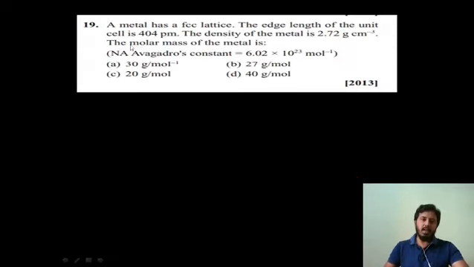19. A metal has an FCC lattice. The edge length of the unit cell is 404 picometer. The density of the metal is 2.72 gram per centimeter cube. The molar mass of the metal is. So we have to apply the density formula, but we have to calculate the molar mass of the compound.